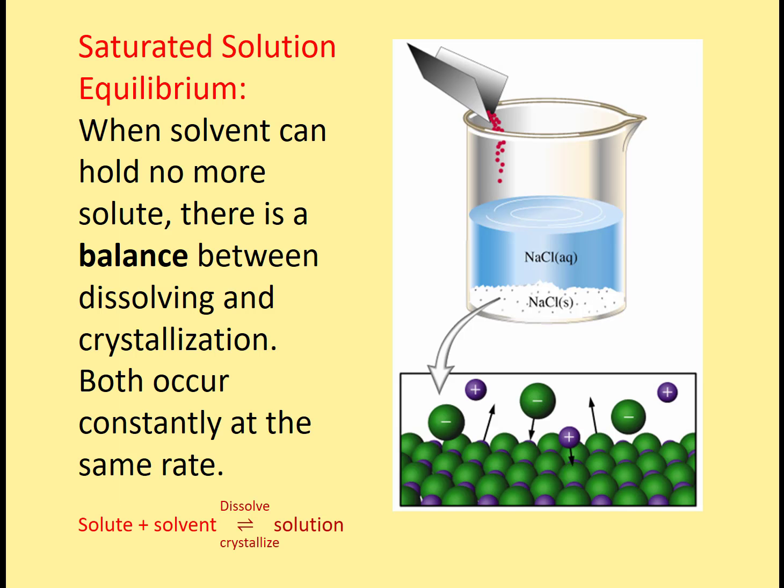If you have a saturated solution, you have something that's at equilibrium. So you have dissolving occurring at the same time as recrystallization. If it does it at the same rate, then that is called equilibrium. The solid dissolves at the same rate as what is dissolved recrystallizes, and that is called equilibrium.